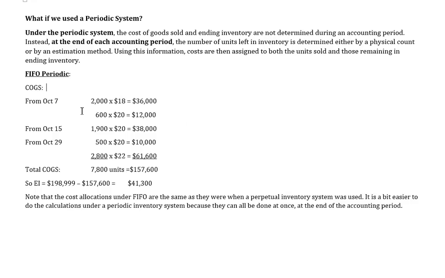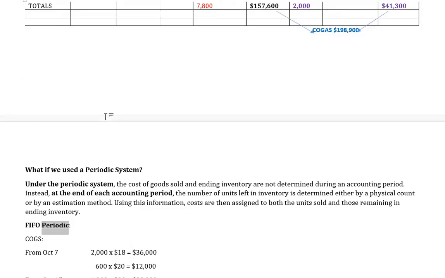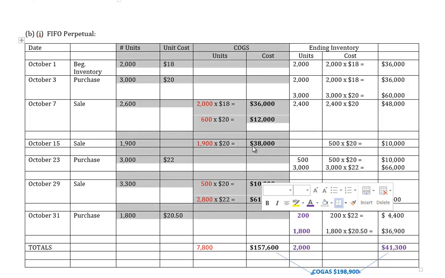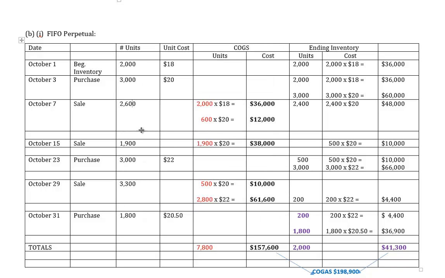So the idea here is if I figure out my cost of goods sold on a periodic basis, all I'm going to do is go back through the period. I'm just going to look mostly at these three columns here, and I'm going to say, what did I sell? Well, I know I sold 2,600 units, 1,900 units, and 3,300 units. So I'm going to be paying attention to what I costed here.